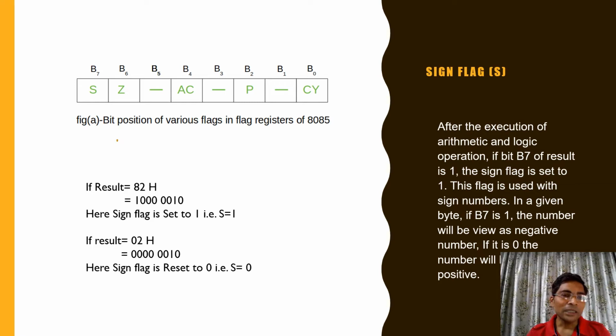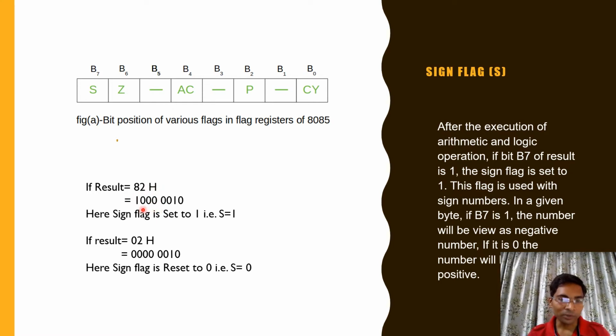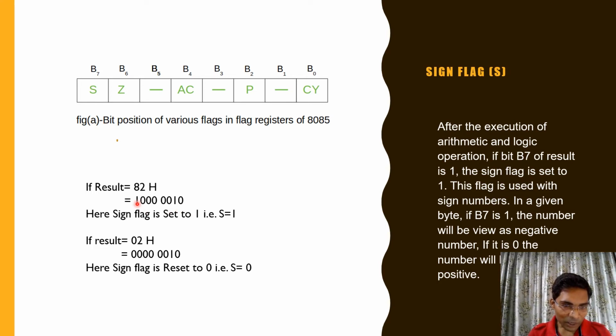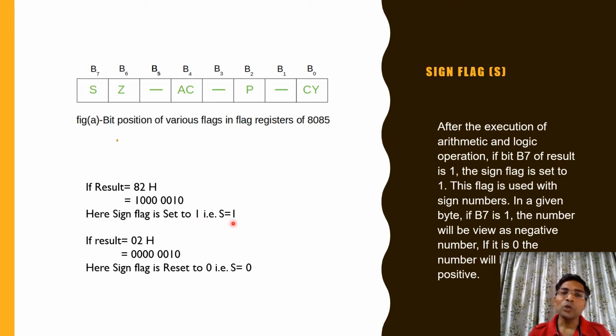Now here in the example, they are showing you 82. Here is the result coming. 82 is converted into the binary number 1000 0010. So this 8 is converted as 1000 and this 2 is converted as 0010. By looking at the number, the last bit, bit B7, is 1, which means the number is a negative number, and if it is a negative number, the sign flag is set to 1, that is S equal to 1.